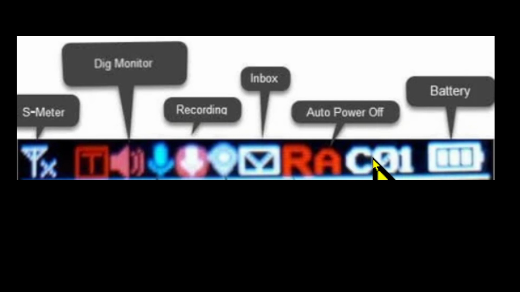And this one is colour code CO1. That means it's colour code 1. So that's pretty self-explanatory. And the battery symbol. I mean that's a super easy one to work out. It just looks like a battery. There's 3 bars on it.